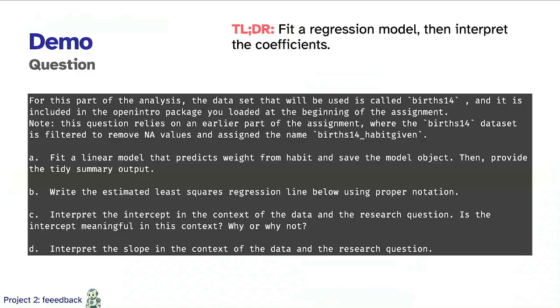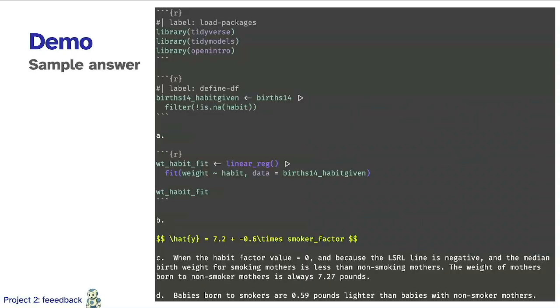A question on fit a linear regression model and interpret the coefficients. I've purposefully picked this example because the answer is not a single number that we're measuring against, so there's some narrative as well. This is what the student's answer might look like, for example. So they have written some code. Part A is code, part B is a model write-up, and part C and D are narrative answers. So we're sending it all at once.